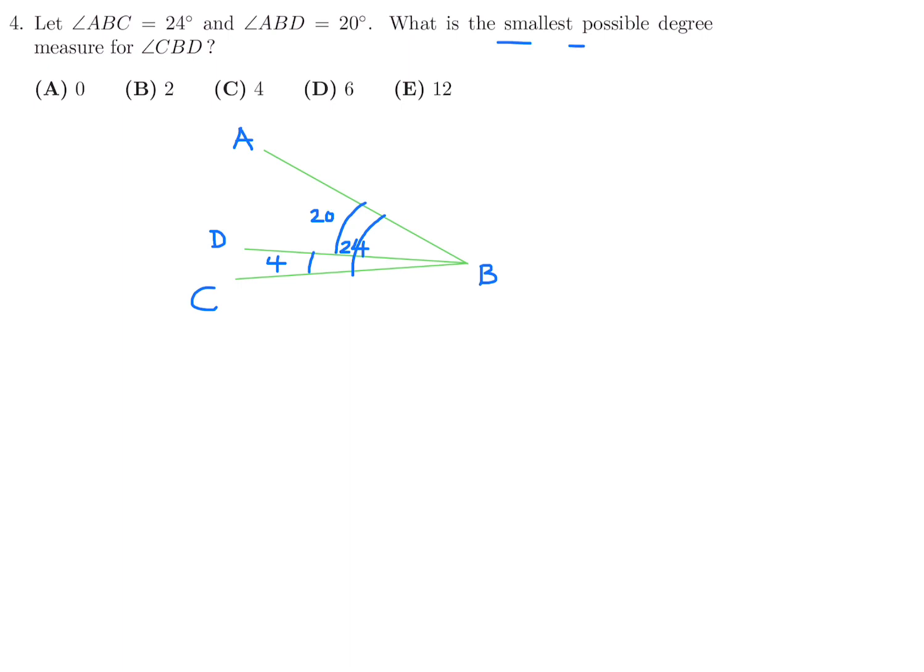And I think they put that smallest in there is because this can be drawn in another way, which would make a larger value for CBD. But the smallest one obviously is 24 minus 20. So number 4, the answer is 4, which is C.